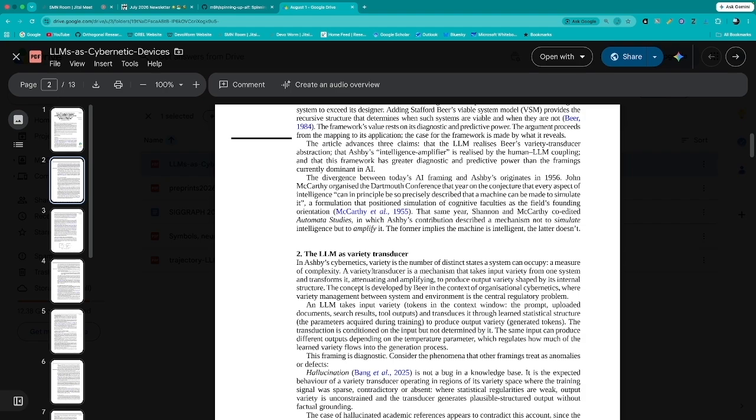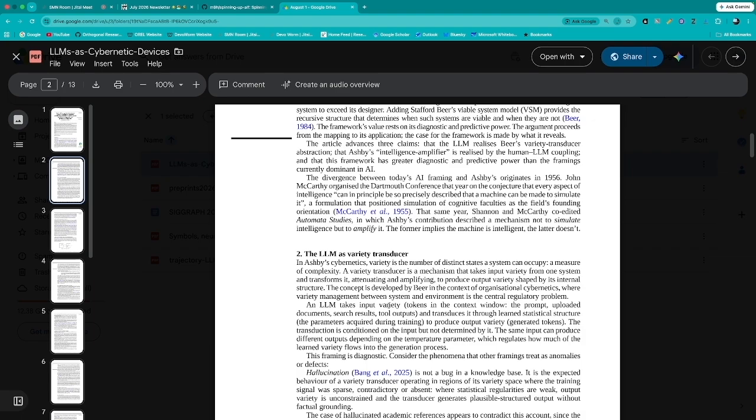Now, a variety transducer is a mechanism that takes input variety from one system and transforms it, attenuating and amplifying, to produce output variety shaped by its internal structure. This was something that Beer developed for organizations, where variety management between systems and environments is the central regulatory problem. So, how do organizations deal with variety in the world, and how do they respond to change?